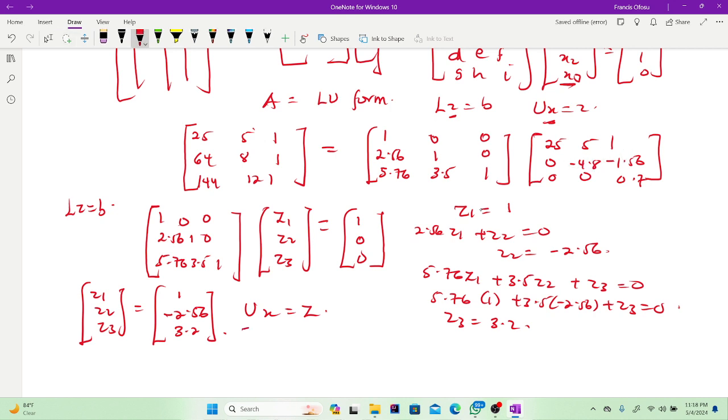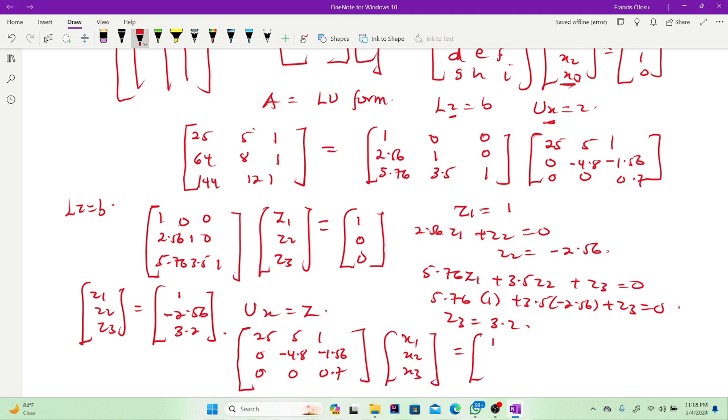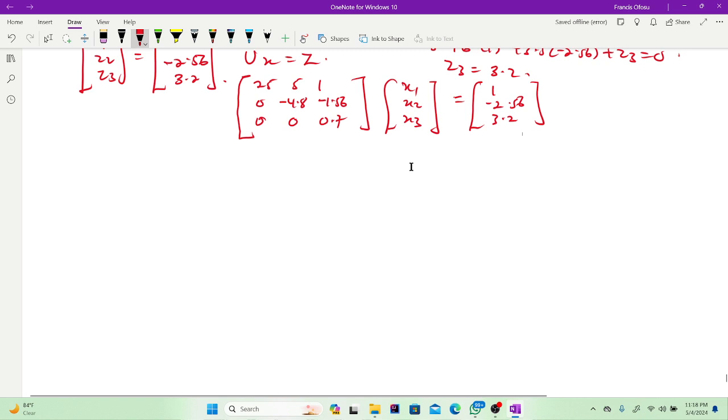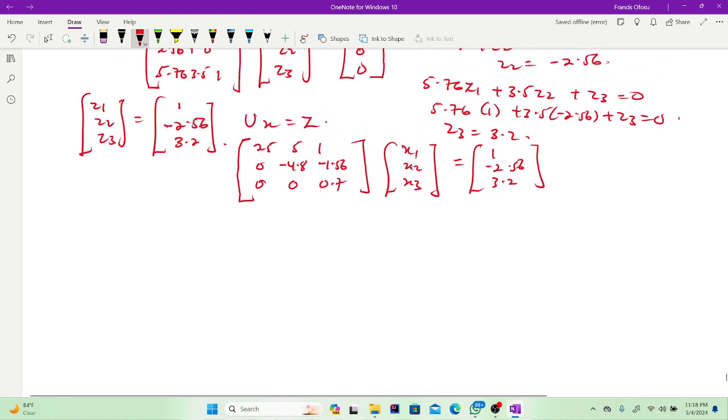So I'll simply have the U back again as 25, 5, 1, 0, negative 4.8, negative 1.56, and I'll have 0, 0, 0.7, right? This time the x1, x2, x3 is equal to the z1, which is 1, negative 2.56, then 3.2. So when I solve this equation, as I said, I'm getting the first column of my inverse matrix. So here is backward substitution.